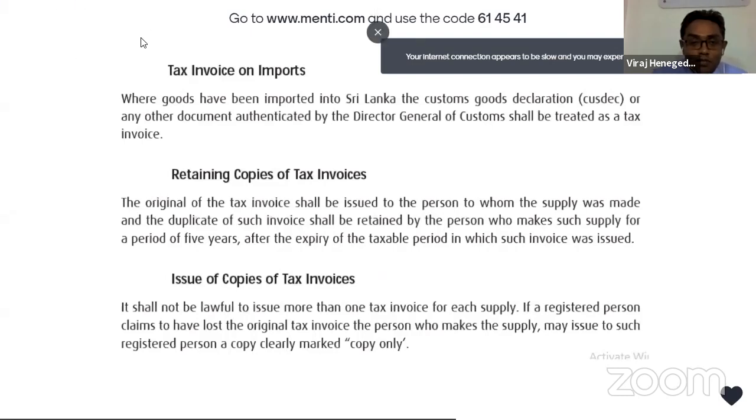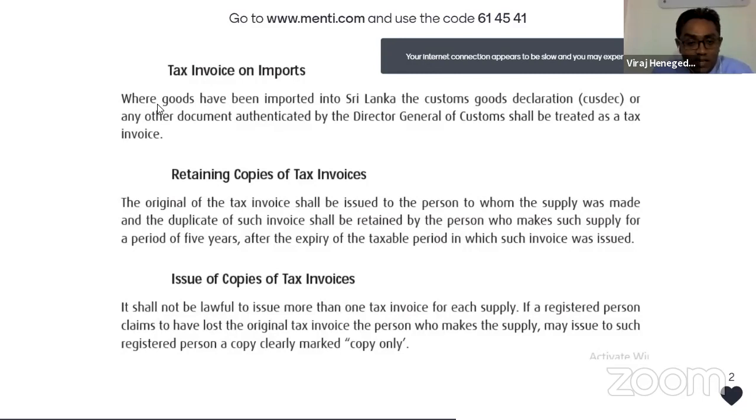Tax invoices on importers. For tax invoices where the goods have been imported into Sri Lanka, the customs goods declaration or any other document authenticated by the Director General of Customs shall be treated as the tax invoice. Now, you can easily remember this one. When you are doing import and export business, basically import business, the source document is the CUSDEC. That is what we call the Customs Goods Declaration.